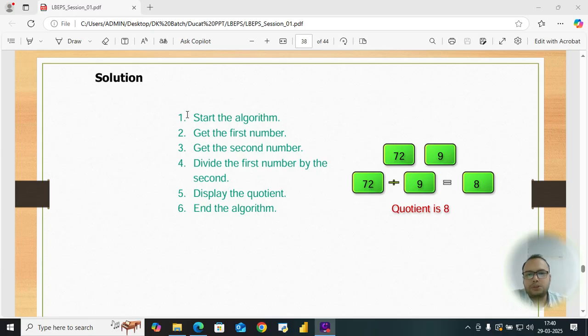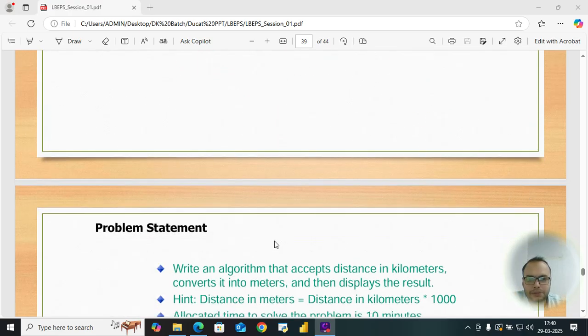Like in the previous example where I showed you how to add two numbers, it is the same here. Step one: start the algorithm, like I told you previously. First of all we have to start the algorithm, then take the input. So as you can see, get the first number, get the second number, divide the first number by the second number, and display the result. Finally, end the algorithm. As you can see, 72 divided by 9 equals 8. So this is how you can solve the basic problems, right?